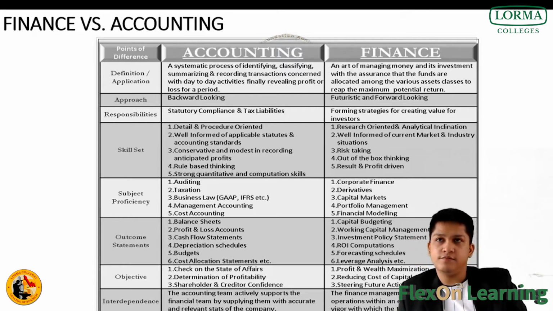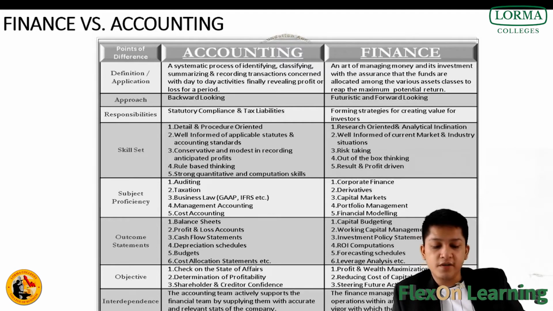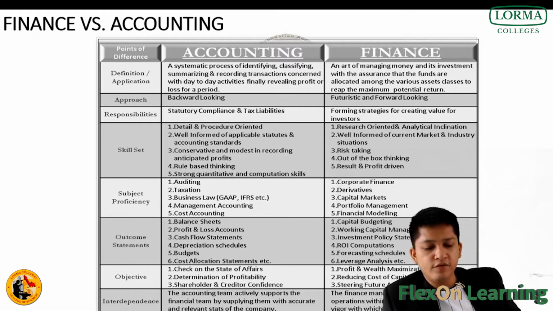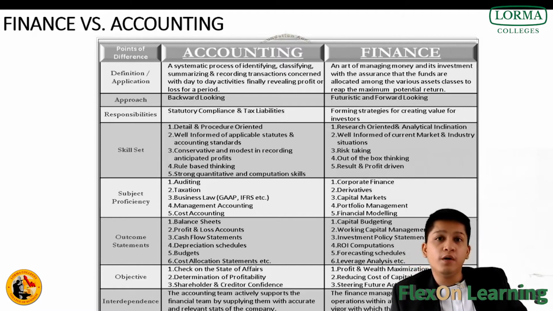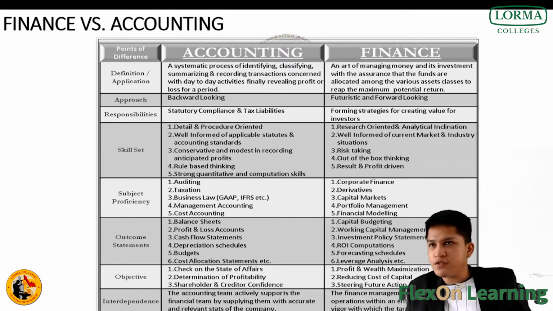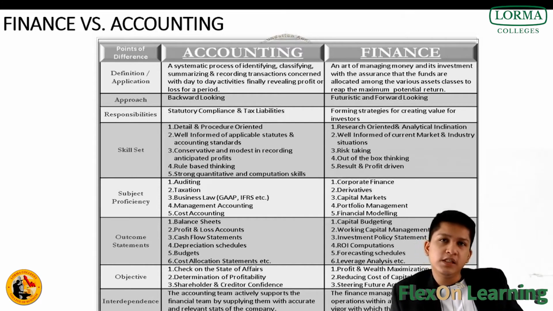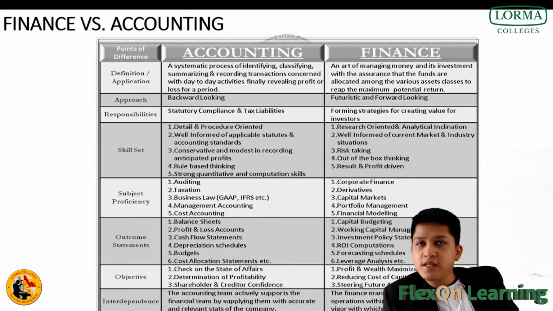accounting. Okay, so in terms of approach, financial accounting tends to be more concerned with the past, while finance tends to be more interested in the present and in the future. So as you can see here in the approach, accounting is backward looking while finance is futuristic and forward looking. Next, in terms of responsibility, accounting is statutory compliance and tax liabilities, while for finance, forming strategies for creating value for investors.